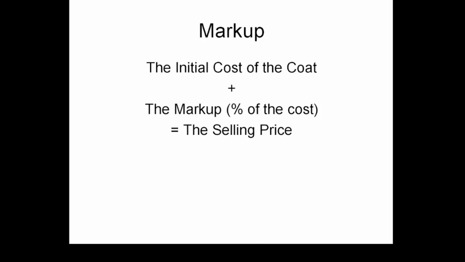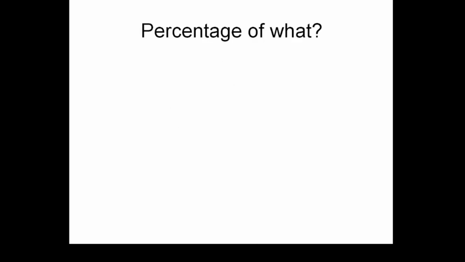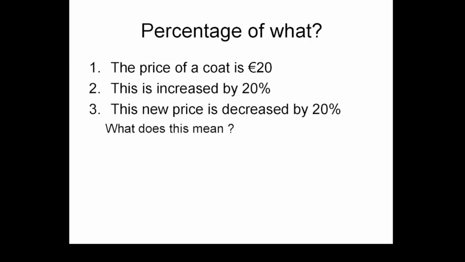Now, when I'm talking about percentages, I always say percentage doesn't really mean anything by itself. It's always a percentage of something, and I keep laboring that point. So let's have a look at an example why we want to talk about what we're finding a percentage of. Given the question, the price of a coat is €20, which is increased by 20% and then decreased by 20%. What's the new price?